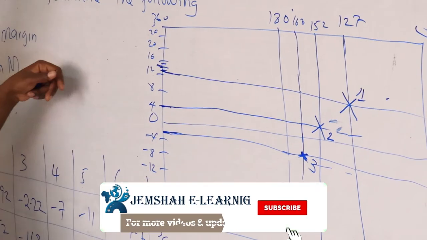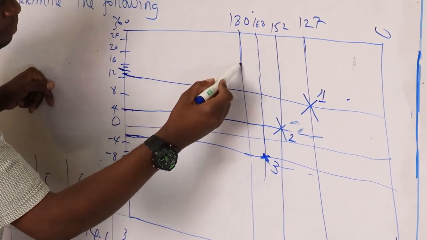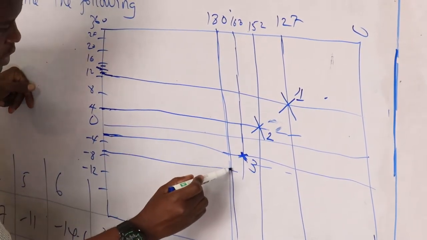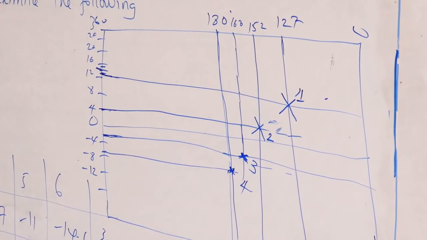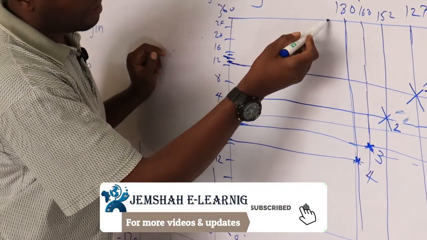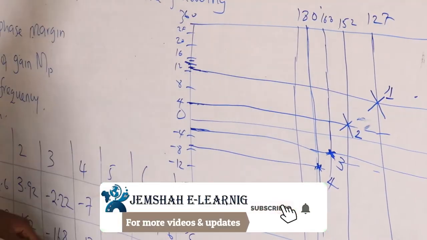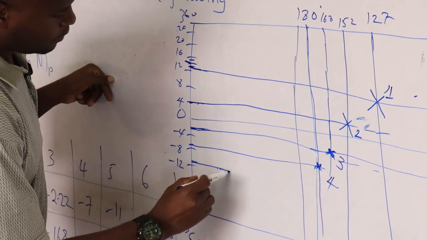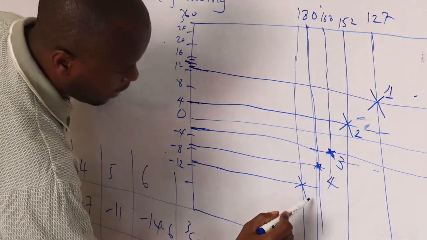Then minus 7, 179. Maybe minus 7 is here. 179 is just next to 180 here. Approximately there. You write 4 rad per second. Then 5, minus 11, minus 188. That one will be on that side, maybe there. You come to minus 11, maybe there. Then you write the corresponding frequency, 5.